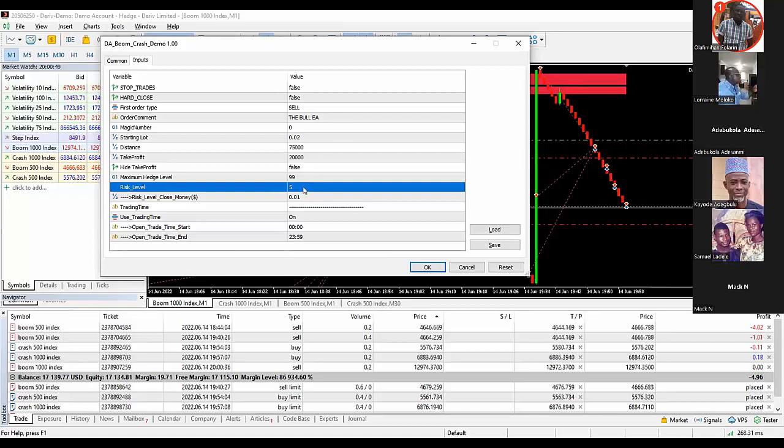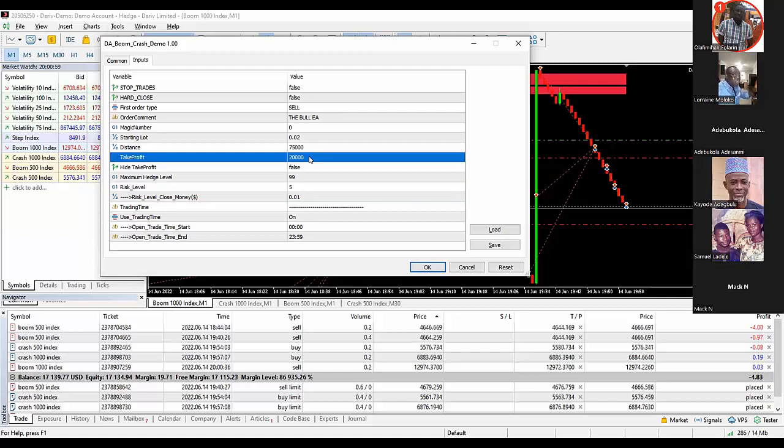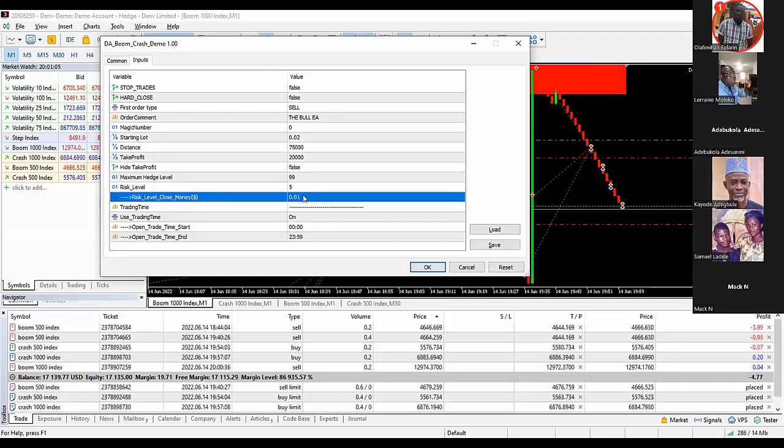That means for the first to fifth time, the software should make this profit for you, 20,000 points. But once it is the sixth time, the robot should give you 1 cent.